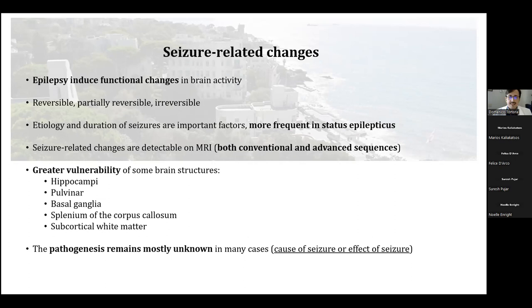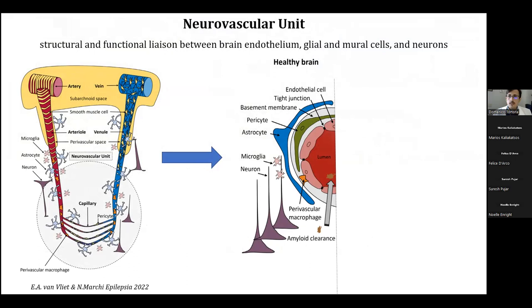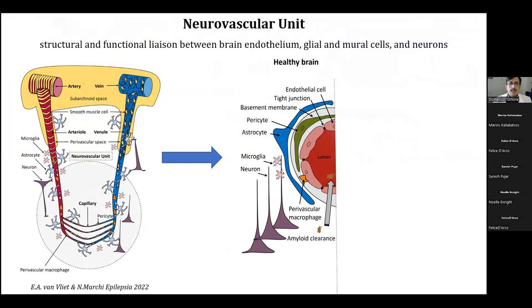In particular, in some cases we are not able to understand if these changes are manifestations of the etiology of the seizure or an effect of the seizure. To better understand these pathophysiological processes, it's important to take a step back and see the environment where the neurons work. In particular, I would like to discuss the neurovascular unit, which describes the structural and functional liaison between the endothelium, the glial cells, the vasculature of the brain and the neurons.